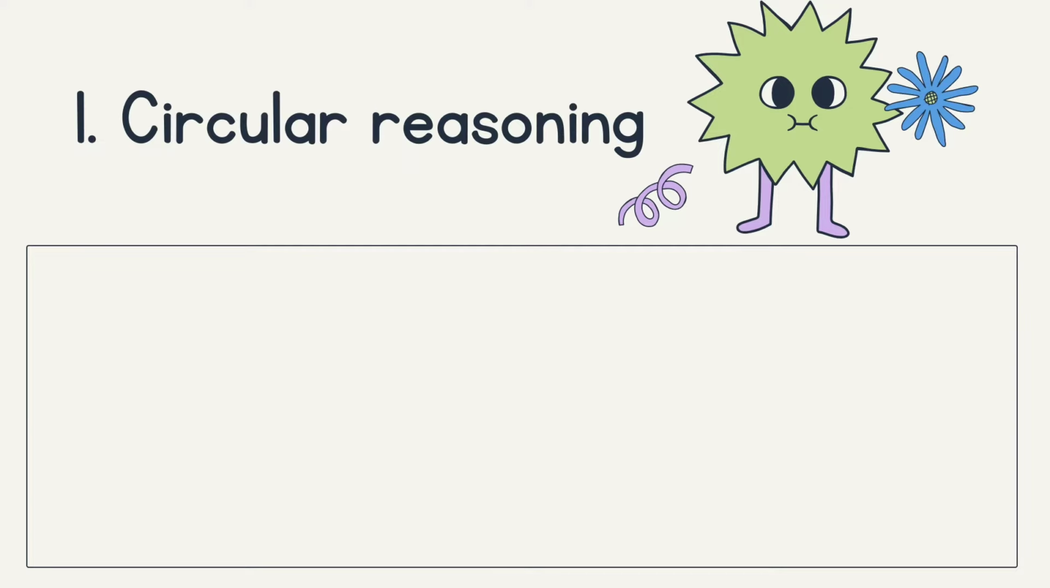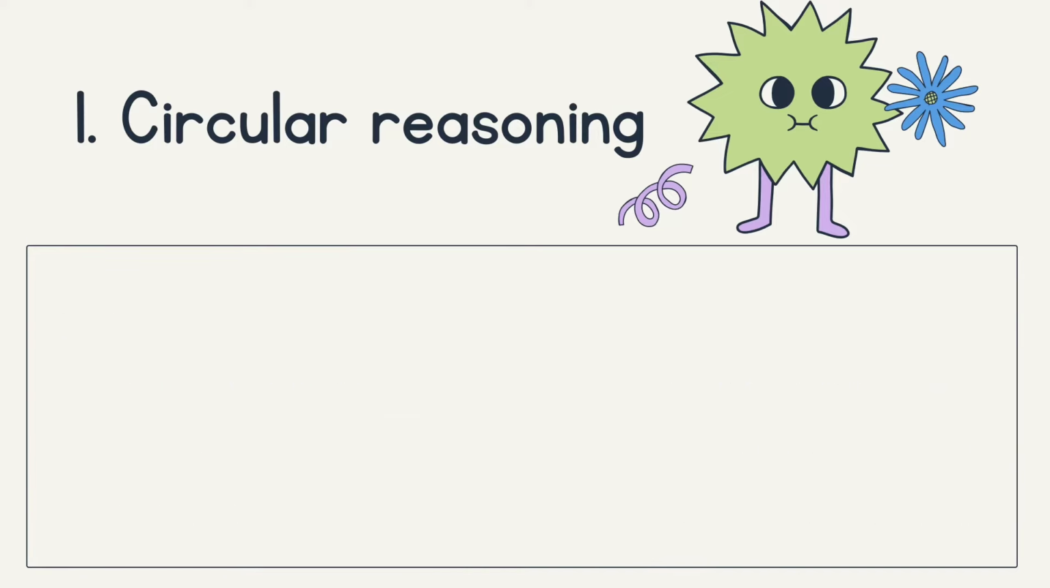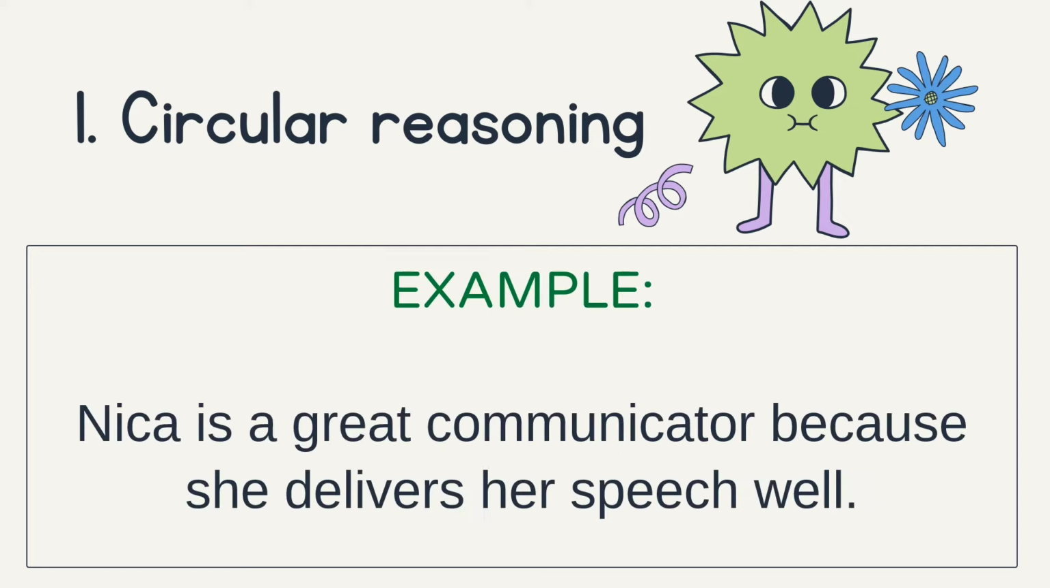The first one, circular reasoning. The writer or speaker or ad supports a claim with restatements of that same claim. The argument goes around and around with the reason making the same claim as the original argument. The strategy to detect this is by checking if there are statements that the ending will be almost the same or at least very similar to the beginning. For example, Nika is a great communicator because she delivers her speech well.